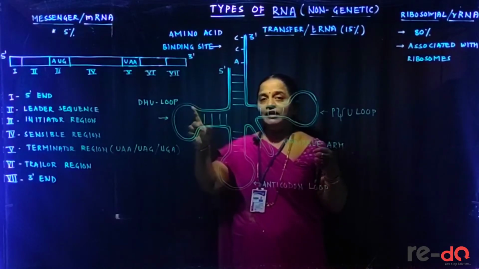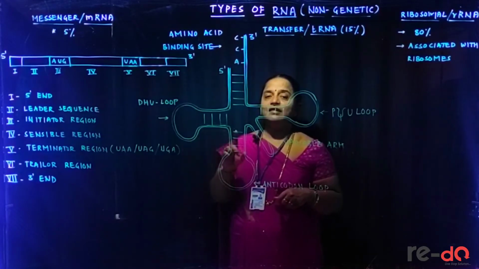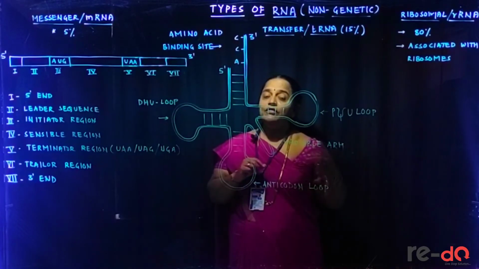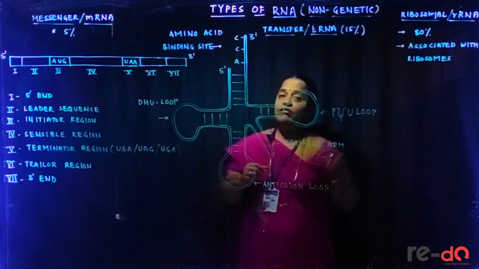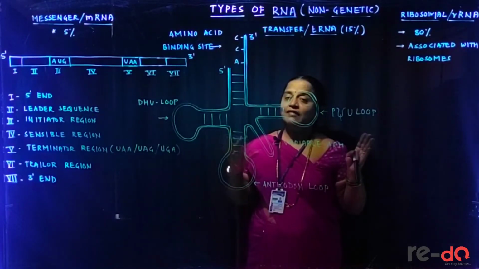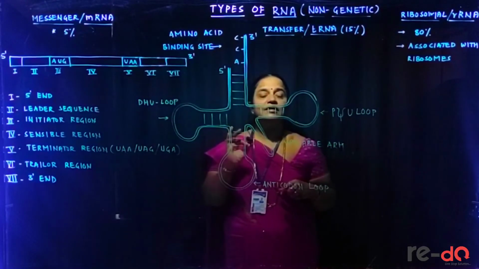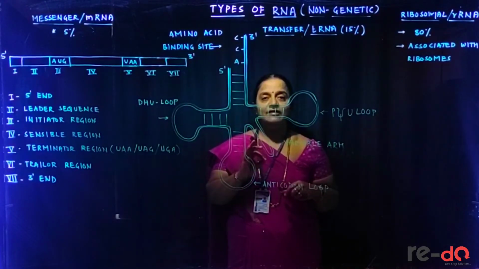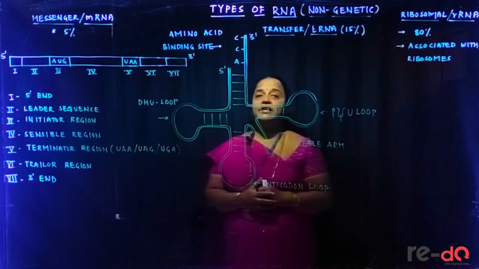So I have not written anything there. It is the functional region during translation, and the length of the protein depends on this sensible region. The total number of amino acids in a protein, except the initiator, depends on the sensible region. Sensible, they are sensing the amino acids. Clear? Region number 5 is the terminator region.